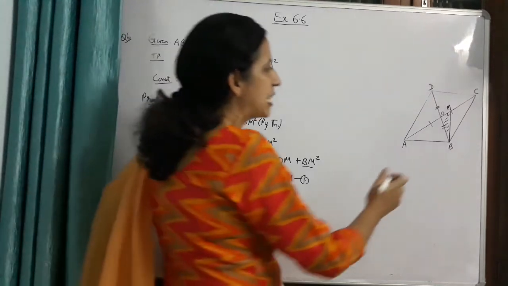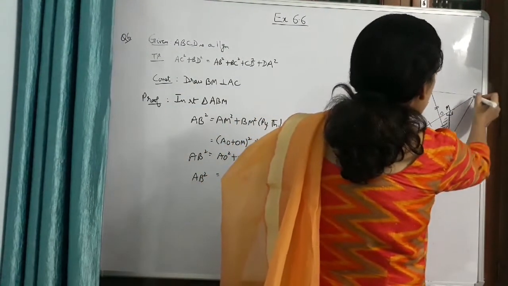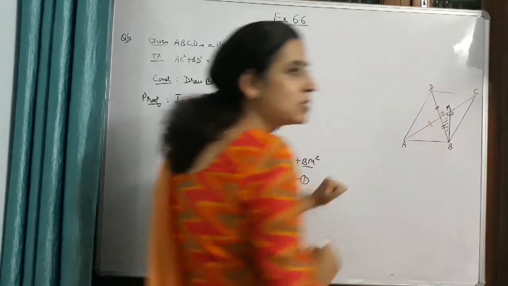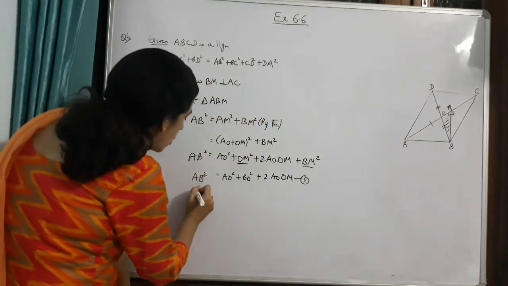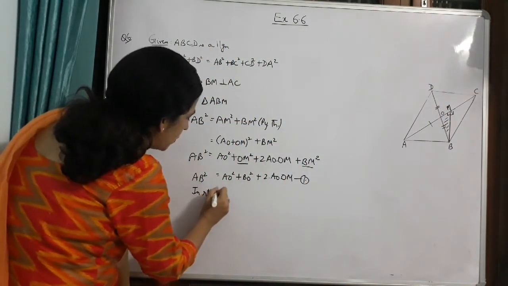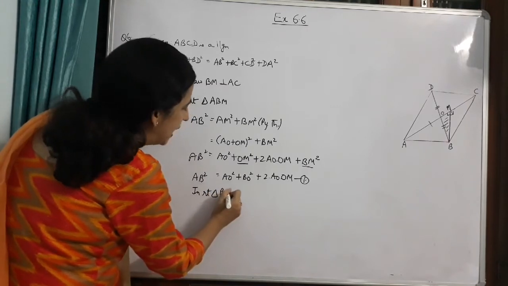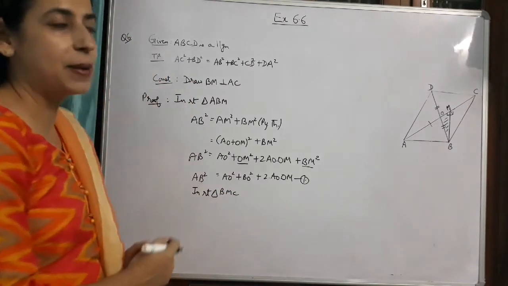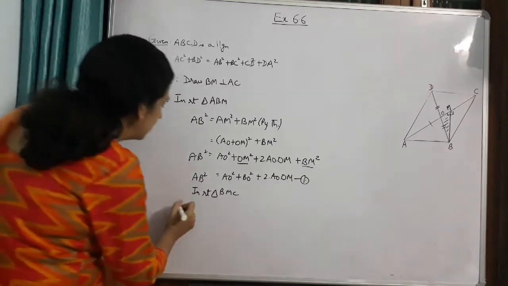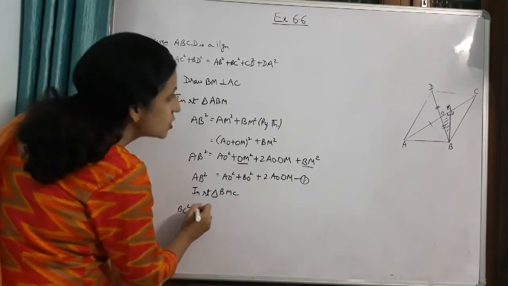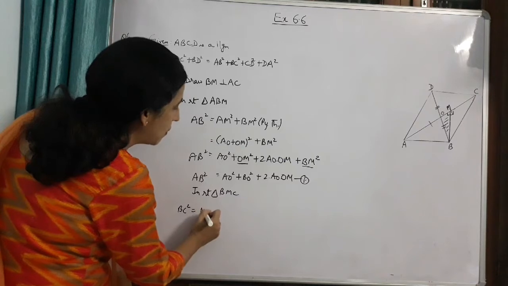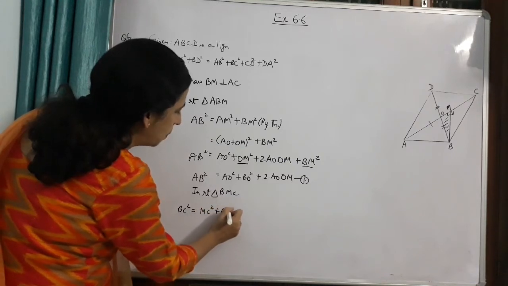Now over here we can see another right angle triangle. This is right triangle BMC. So over here also we apply Pythagoras theorem. So in right triangle BMC, when we apply Pythagoras theorem, we obtain BC square is equal to MC square plus BM square.